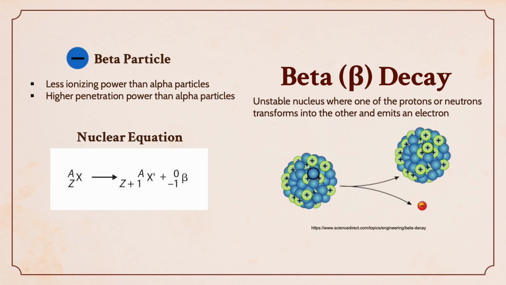Next up, beta decay. Beta decay occurs when, in an unstable nucleus, one of the protons or neutrons is transformed into the other and emits an electron. Beta particles have less ionizing power than alpha particles, but higher penetrating power. There are 2 types of beta decay, but we see beta minus decay more often, and that's when a neutron converts into a proton. Here shown on the screen is an example of what a beta minus decay equation would look like. Now let's see an example.